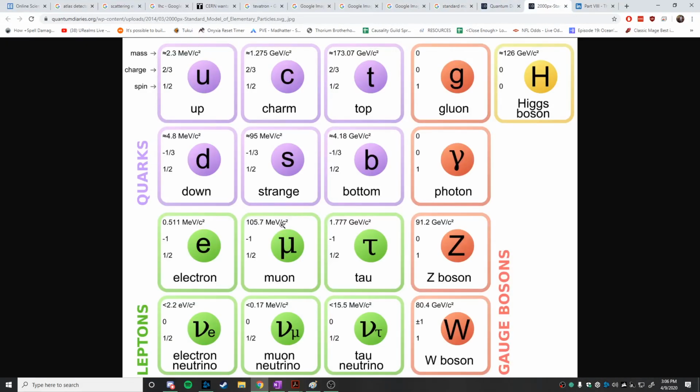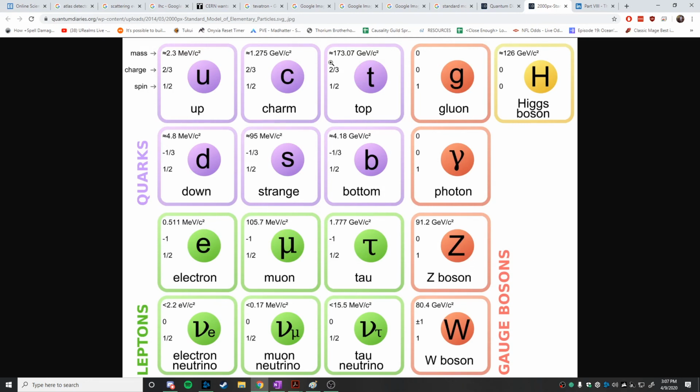So look at the differences in these masses. We measure mass in electron volts divided by c squared. These ones are in mega electron volts. The electron is extremely tiny, 0.511 mega electron volts. But look at the top quark: 173 giga electron volts. So that's 173,000 mega electron volts. This one is significantly heavier.